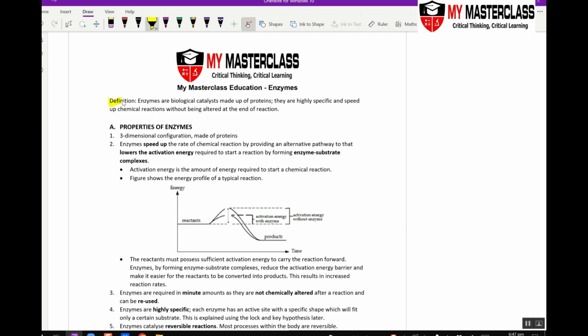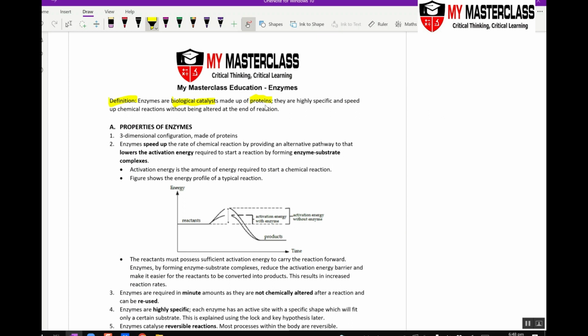You do have to know the definition by heart that they are biological catalysts, not just simple catalysts, but it must have the word biological inside. And they are made up of proteins, so bear in mind for this part that it is made up of proteins. So in other words, organs that synthesize high quantities of enzymes are required to have high amounts of rough endoplasmic reticulum and Golgi body to be able to produce the proteins, which are the enzymes.